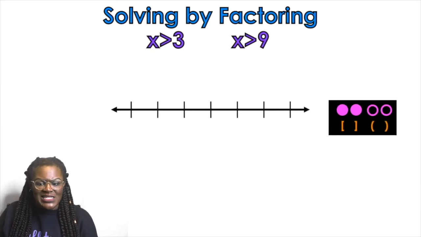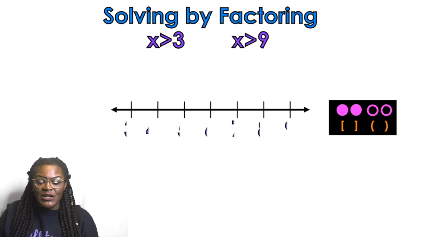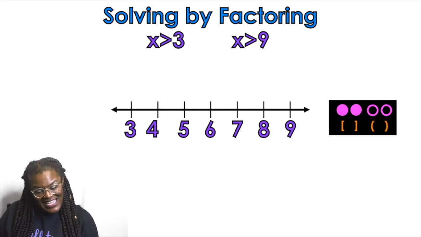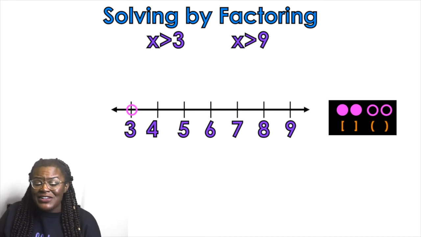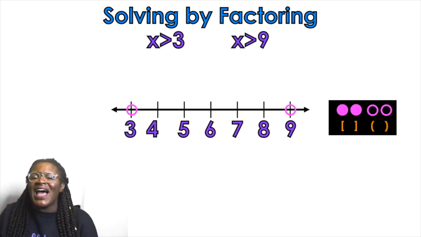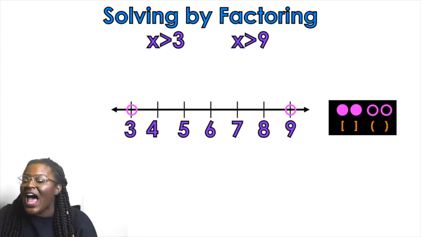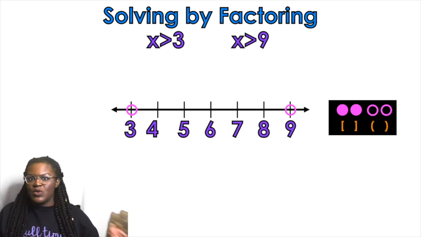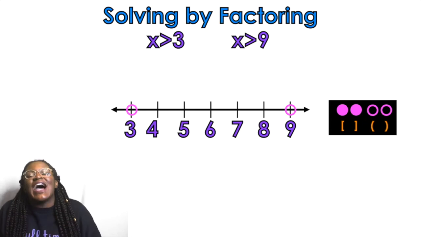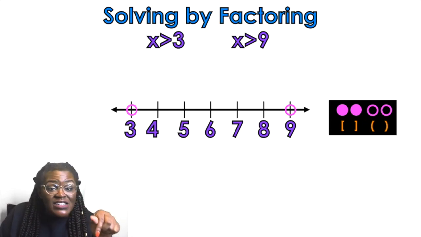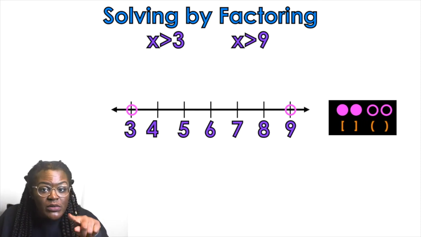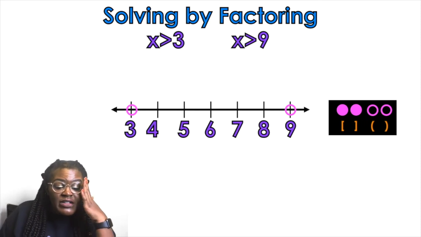I keep going to that next slide super quick. Anyway, so here's my number line: 3, 4, 5, 6, 7, 8, 9. So I'm going to graph. Notice, what kind of circle did I put on the 3? What kind of circle did I put on the 9? I know some of y'all were like, oh shoot, I put a closed circle. No, you have to put an open circle because our symbols are greater than symbols, not greater than or equal to symbols.